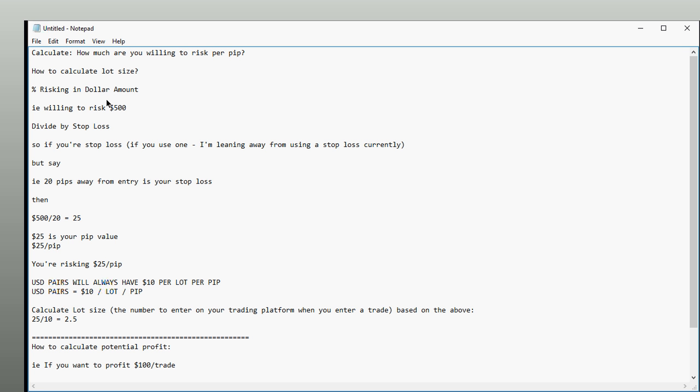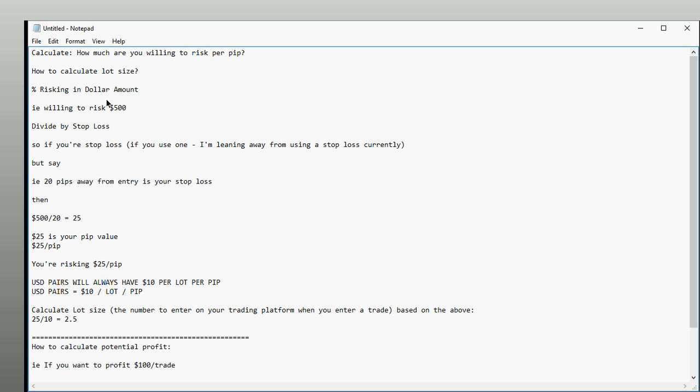So whatever your account size is times the percent you're willing to risk of that account size. If your account size is $50,000 and you're willing to risk 1%, then you're willing to risk $500. The next thing is that you can put a stop loss entry into your trade to protect yourself from losing more than that.